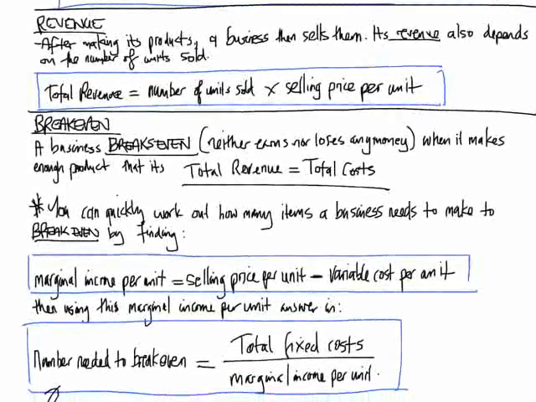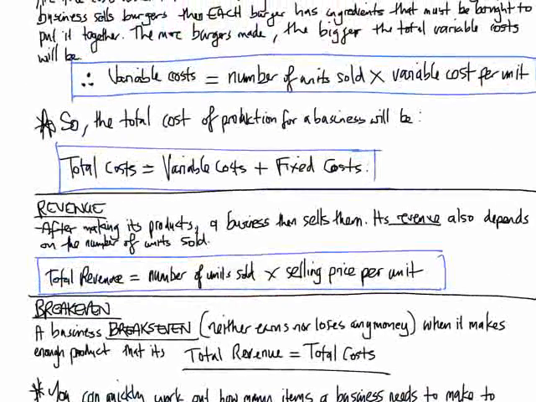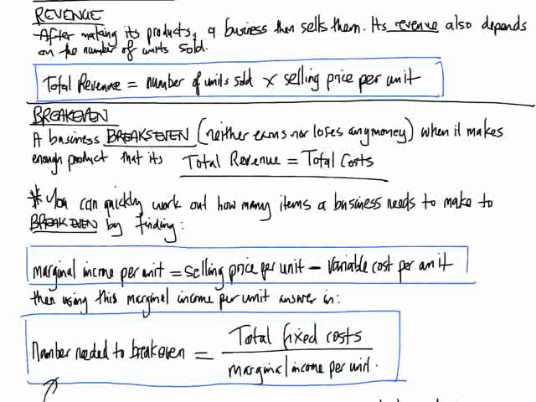The other side of a business is actually making money, which we talk about as being the revenue. After making its products, a business sells them. Its revenue also depends on the number of units sold. So like before, we've said the variable costs depend on the number of units that they're making. The revenue is also dependent on how many things that they sell, and then what you decided to sell them at. So you can express the total revenue as the number of units sold times by the selling price per unit, and that's what revenue is.